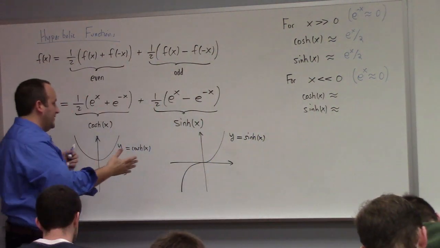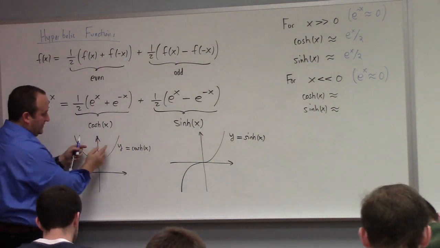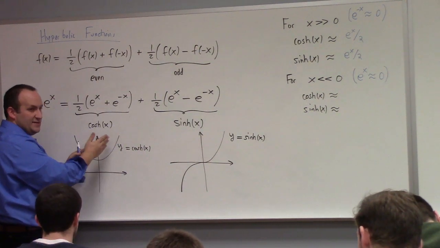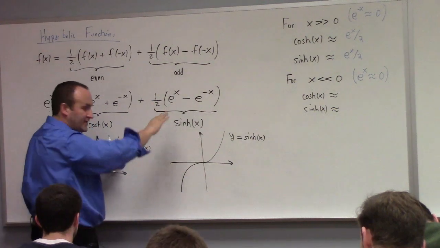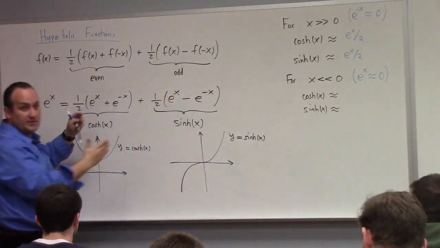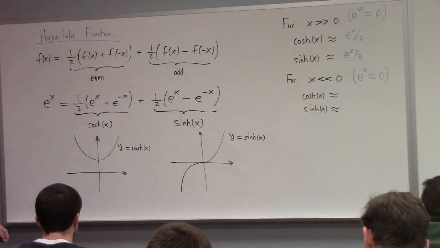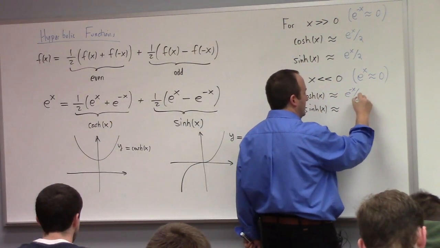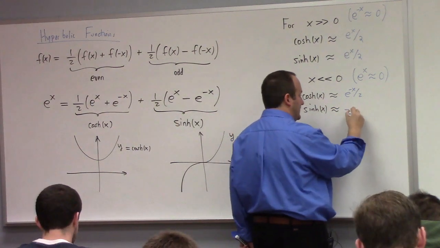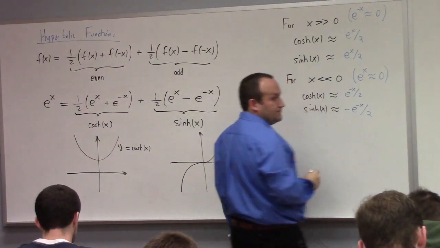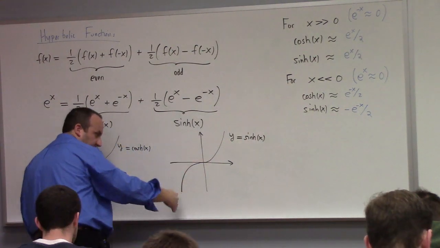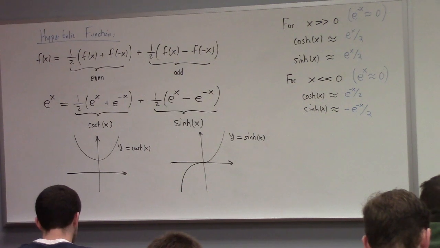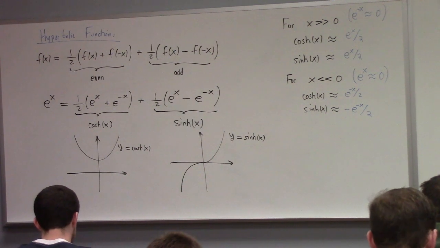So if I did these pictures justice, after a while the fact that it's shifted up by 1 doesn't really matter, and cosh and sinh look more or less the same for really, really large x. They're both just exponential growth. But for very negative x, cosh x is approximately e to the minus x over 2, right? And sinh x is minus e to the minus x over 2, which is this guy here, all right? So that's the basic graph of cosh and sinh.